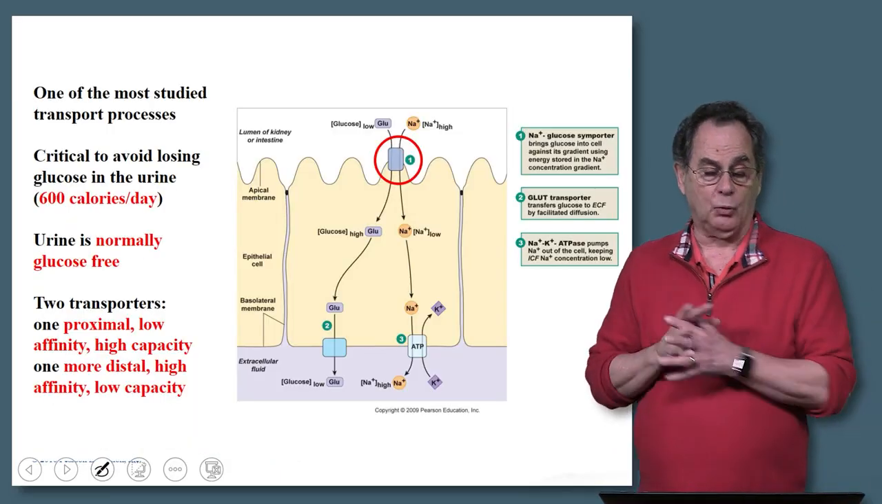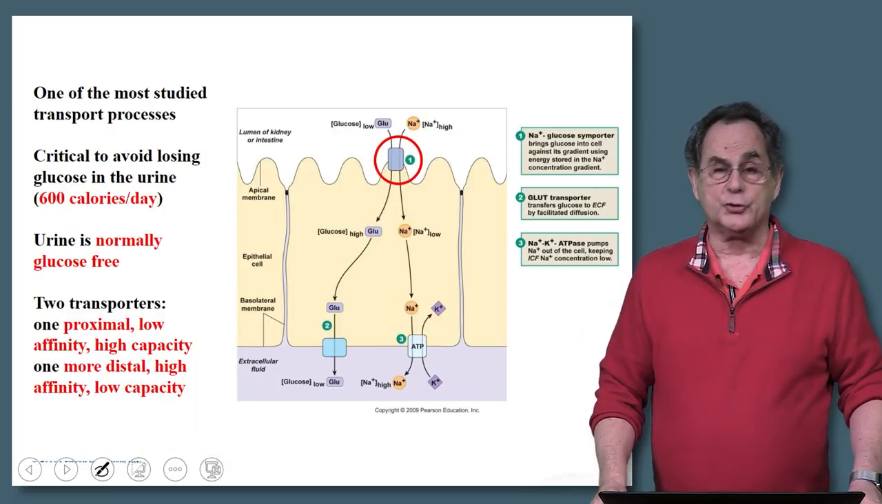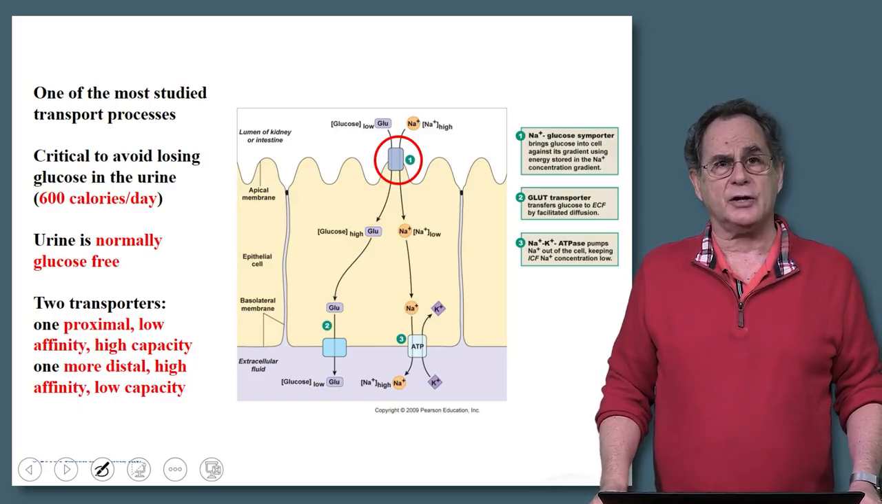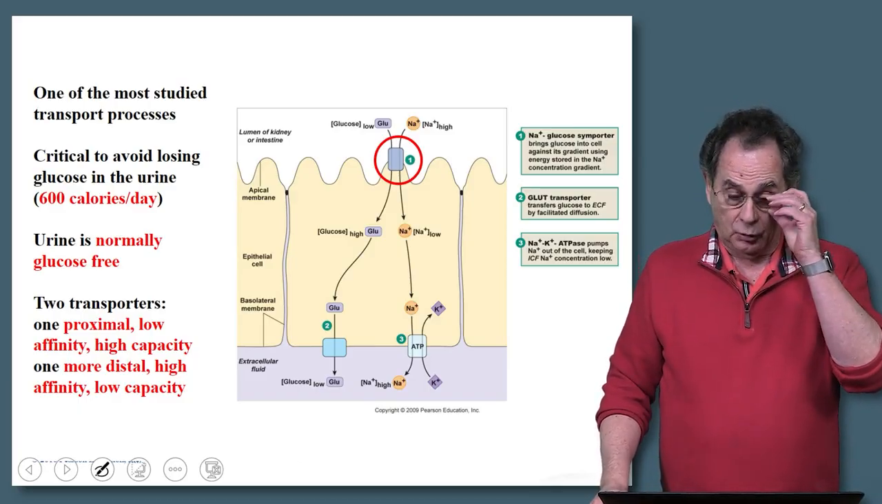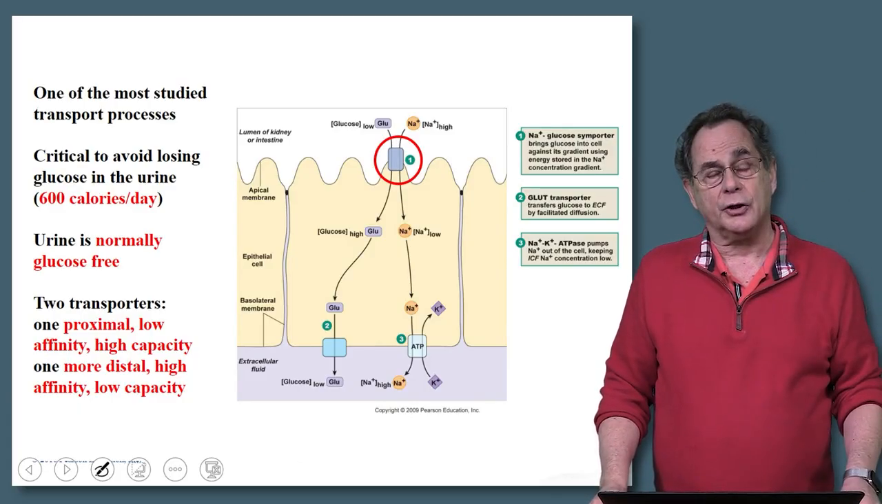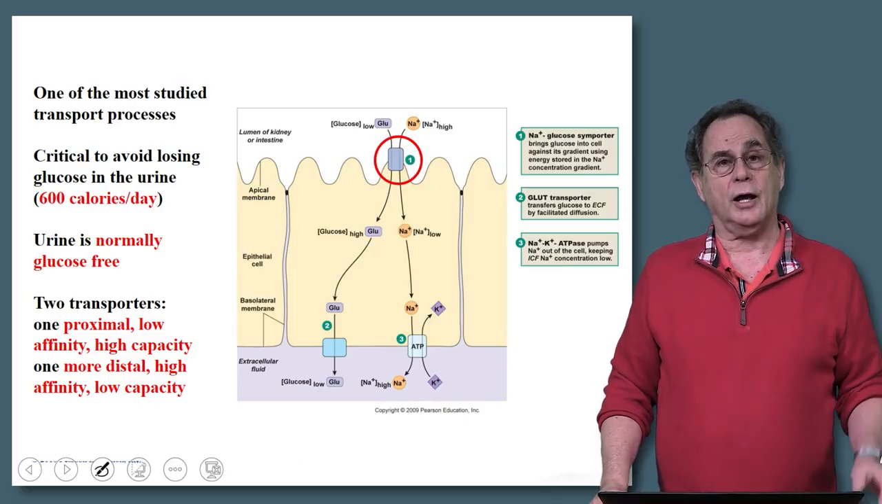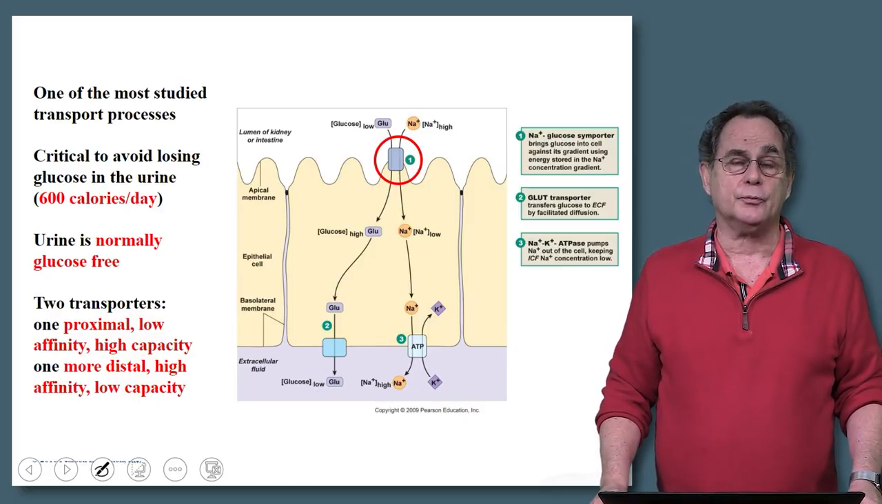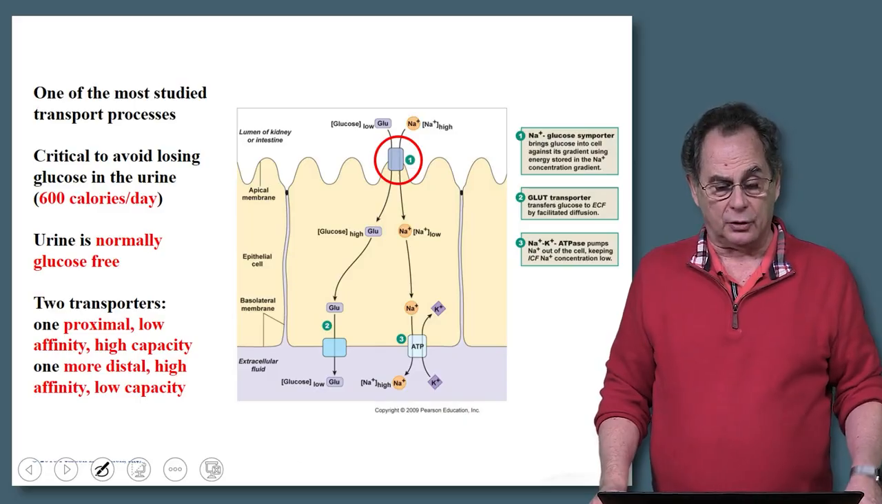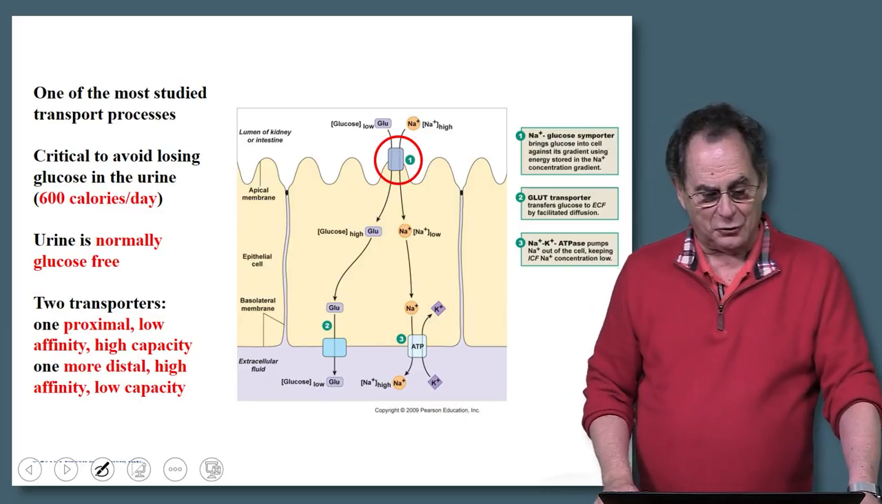Now, how does that happen? Well, it turns out sodium glucose cotransporters are amongst the most studied transport proteins, and indeed one of the most exciting medicines in clinical use today is a group of drugs that inhibit this transporter. Well, that's a story for another day.